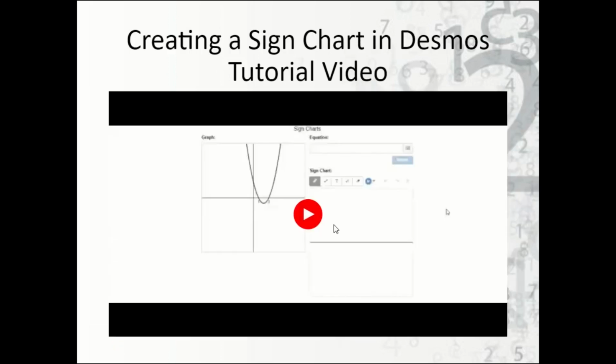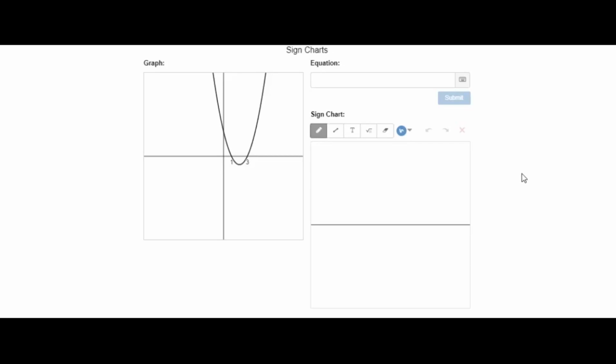Now there's a video here that shows you how to use Desmos to create a sign chart. So you can go ahead and watch that video now. Let's take a look now at how to create a sign chart using Desmos. So we're given a graph here and we're told where it crosses and we need to create a sign chart. So first of all, we need to break this up and show where the roots are, where it changes and goes from positive to negative.